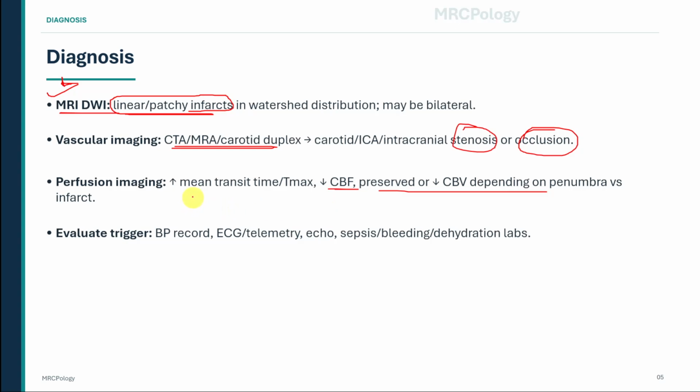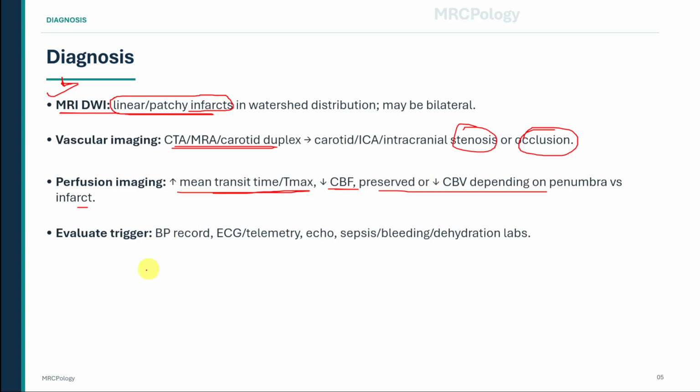Perfusion imaging can strengthen the diagnosis. You may see prolonged mean transit time or increased Tmax with reduced cerebral blood flow. Cerebral blood volume may be preserved in penumbra but reduced in established infarction. In other words, delayed flow with salvageable tissue suggests threatened perfusion, while low flow with low volume suggests infarcted tissue.